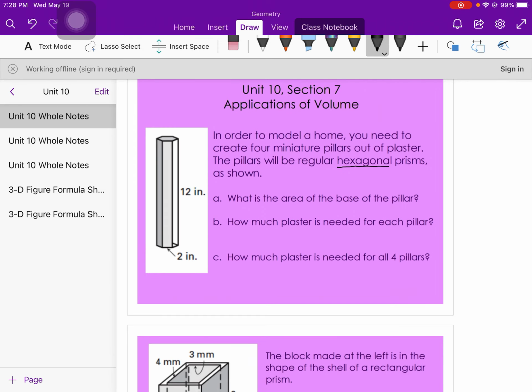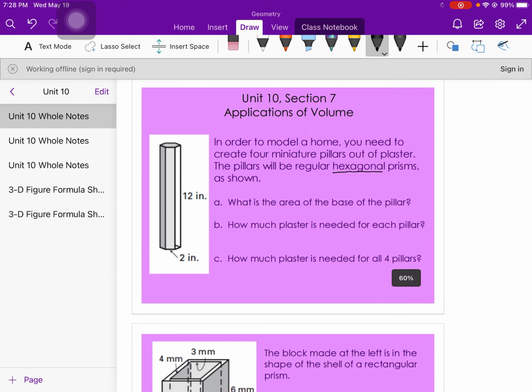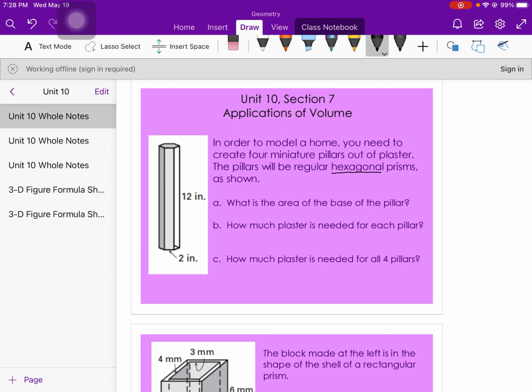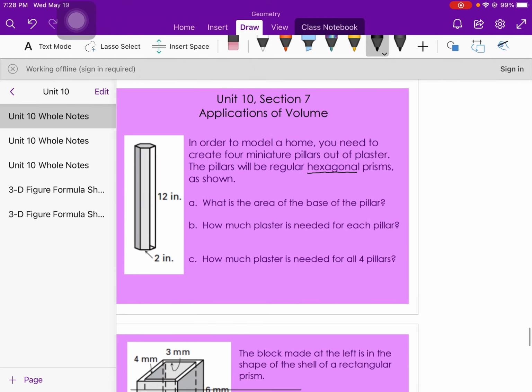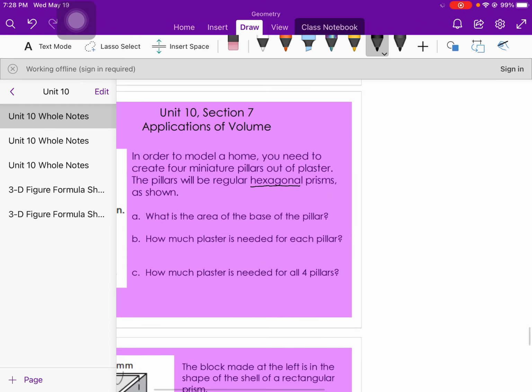We know that they have a 12-inch height, and then each side of the hexagon is going to be 2 inches. So we need to think about our formula for a prism, and this is going to be the volume formula, because we need to think about how we find the volume of the whole thing, because we're going to make the whole thing out of plaster. But the first question says, what is the area of the base of the pillar? So we need to think about this, and it might help if you just draw a hexagon off to the side here.